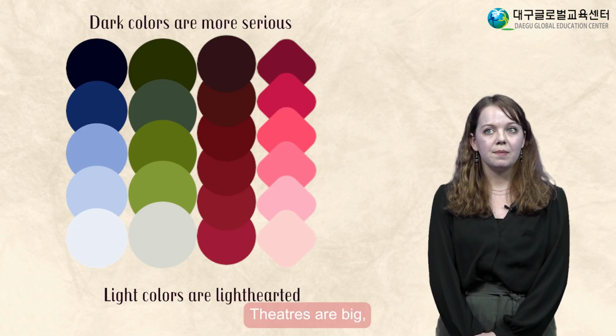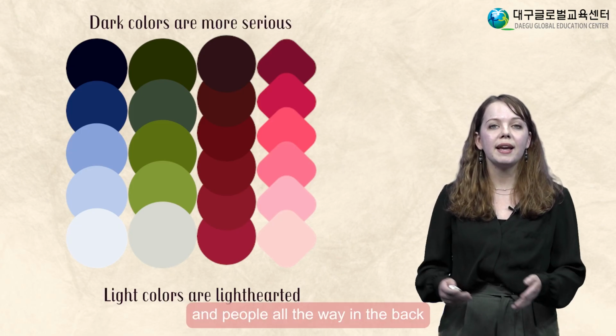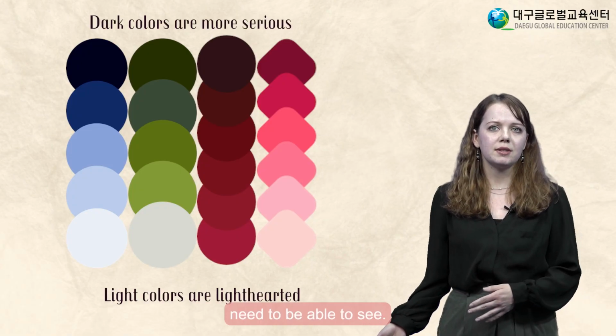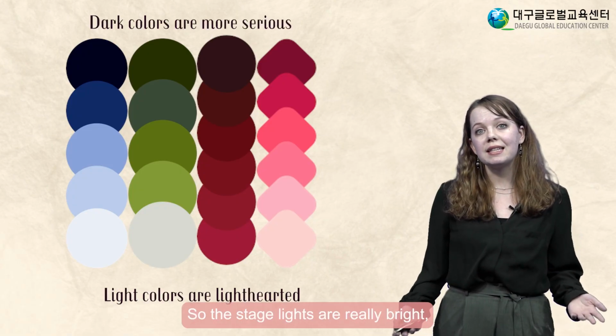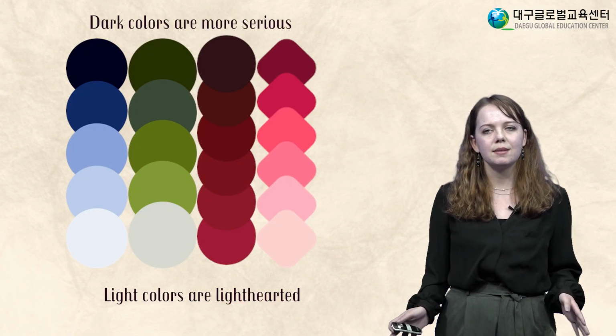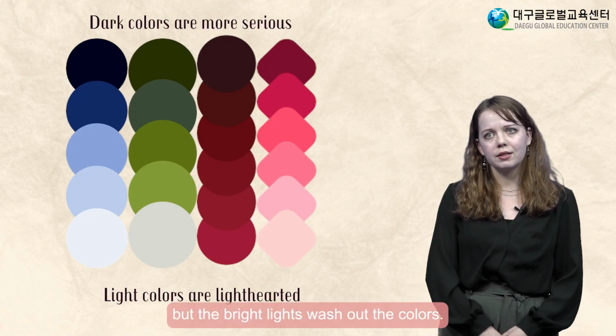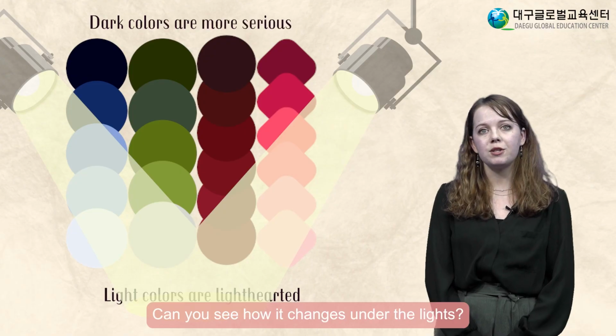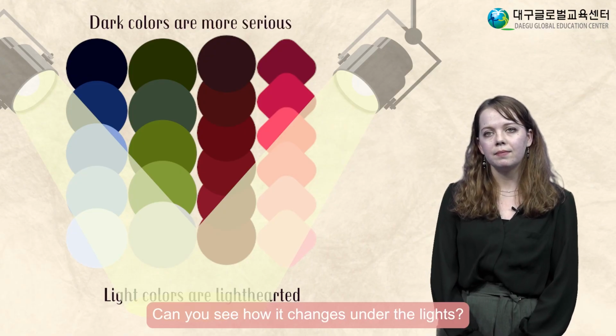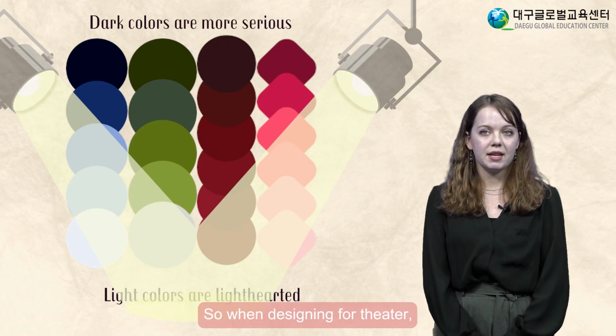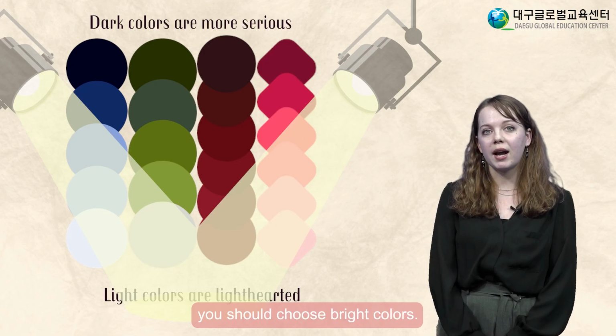Theaters are big, and people all the way in the back need to be able to see. So the stage lights are really bright. But the bright lights wash out the colors. Can you see how it changes under the lights? So when designing for theater, you should choose bright colors. When choosing colors, you should think about their meanings. Let's learn some common ones.